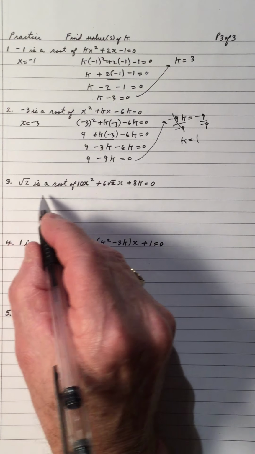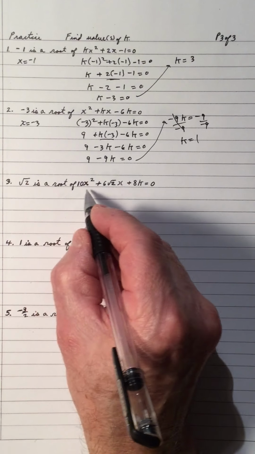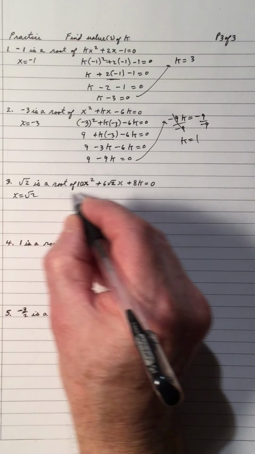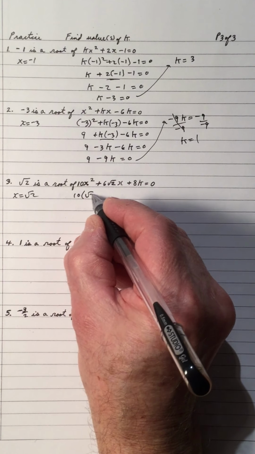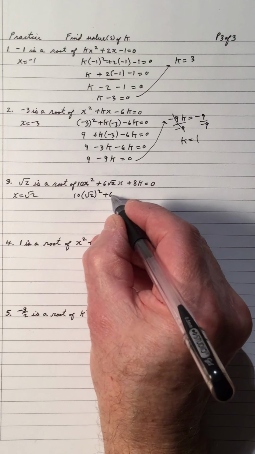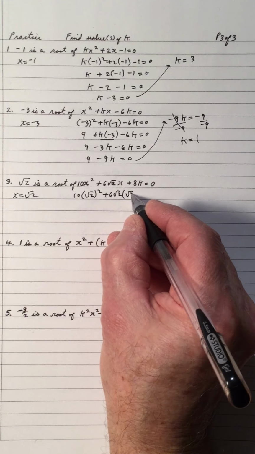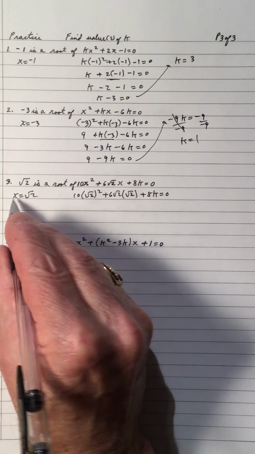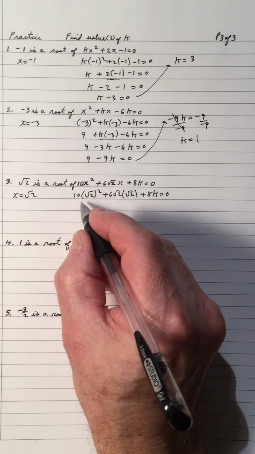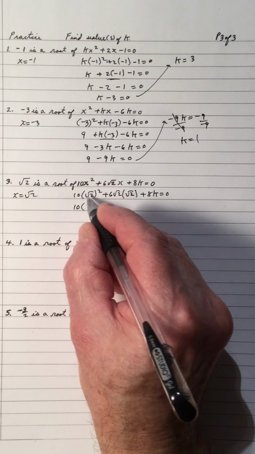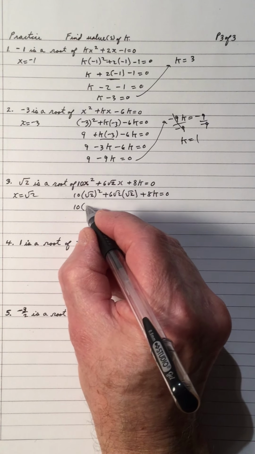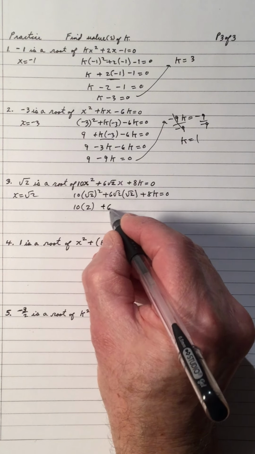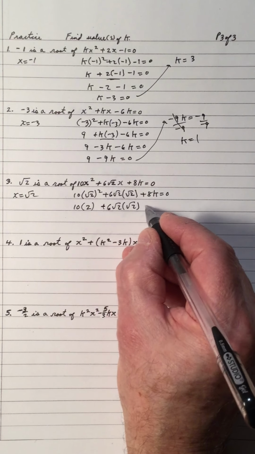Number 3, root 2 is a root of this equation. Find the value of k. That means x equals root 2. So I'm going to sub root 2 in the place of x. Done. So root 2 is subbed in the place of x because it's a root. It makes the equation true. So now we got to do a power first. Root 2 times root 2 is 2. And we do our power first. So I'm going to obey that rule.